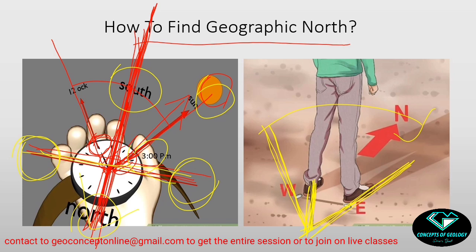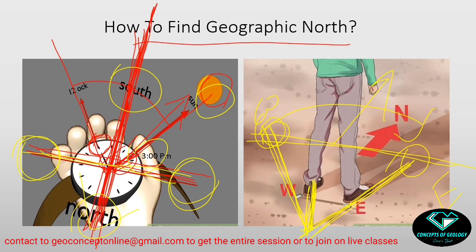So if I place a stone or a marking here and a marking here, and I join the line between these two markings, I will have the east-west line. Which end will be west? This end will be west, because this was the starting point, and this end will be east. When I am getting the east-west direction, I can find the north direction also. This will be this one.